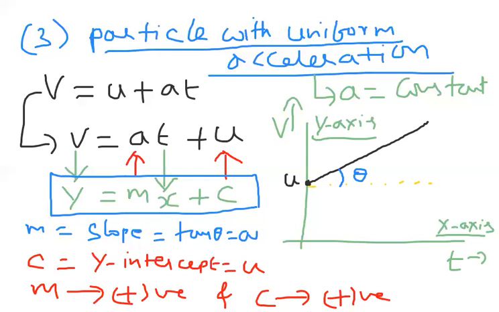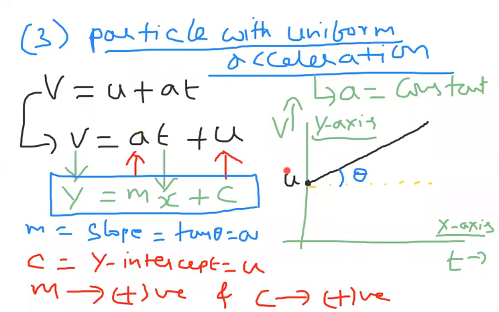This is the graph for a particle moving with uniform acceleration. What I did here: for a particle moving with uniform acceleration, v equals at plus u. I brought this equation from here, and a is nothing but the slope, and u is nothing but the y-intercept. Both are positive.